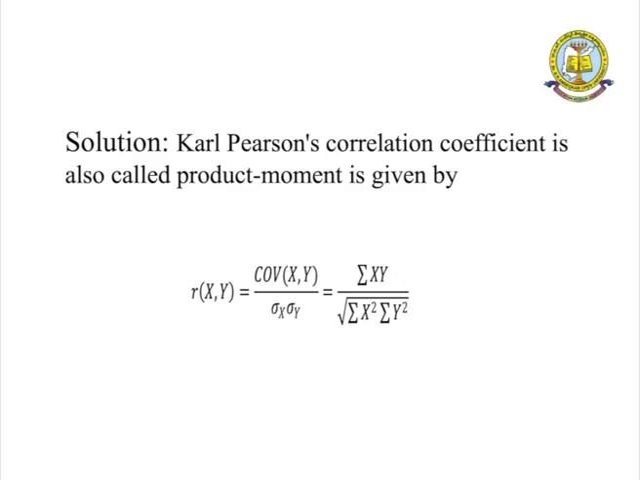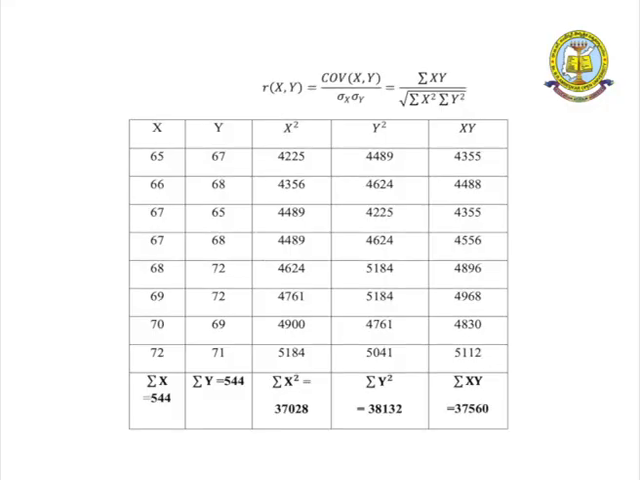Already we know covariance of x comma y we can write in terms of summation of xy divided by under root of summation x square into summation y square. Now, how to calculate these things? I can use one table format to explain how to calculate the correlation between x and y. See this table.